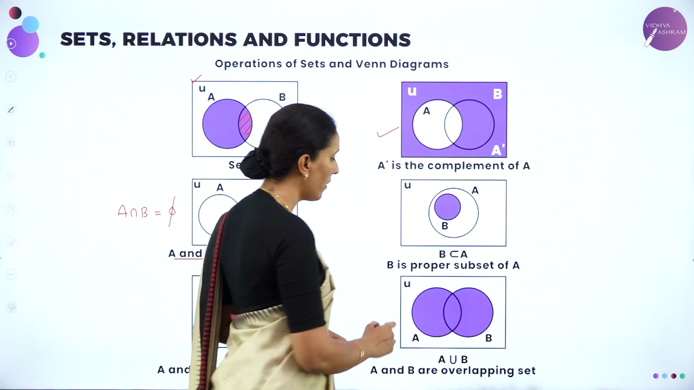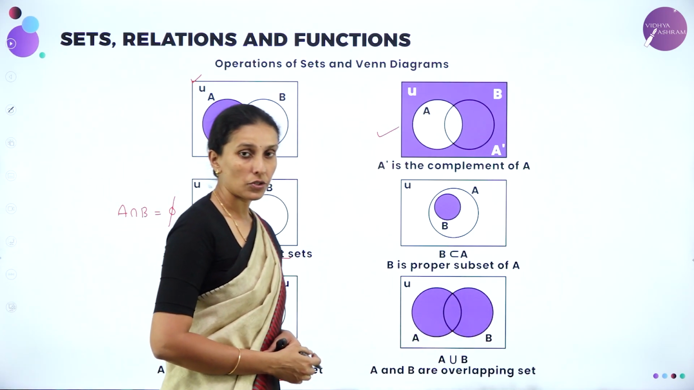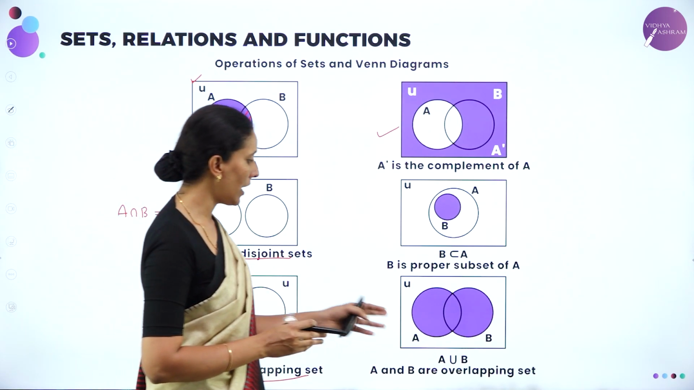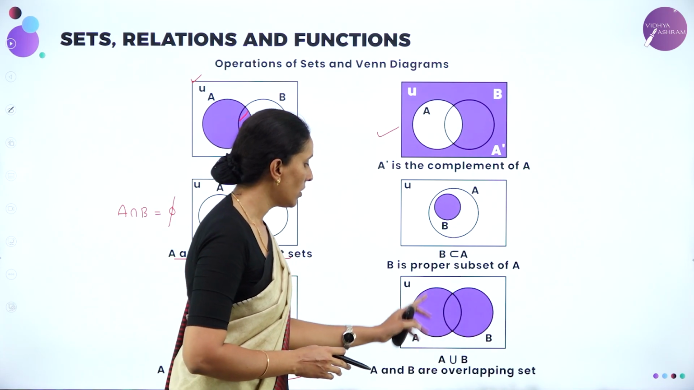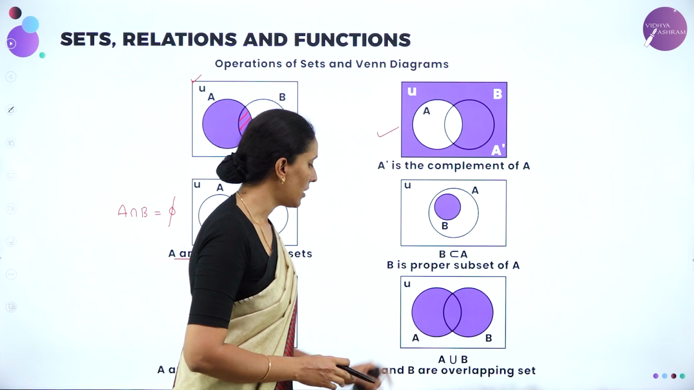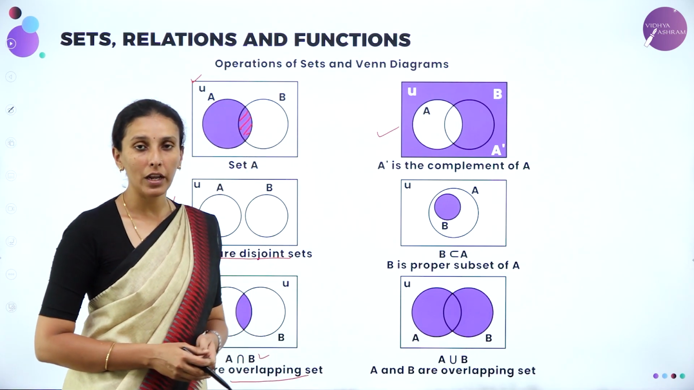And the next one represents the union of the two sets. So we know that union of two sets means the collection of all the elements in A and B. So this is the region. So that means A and B, the complete region is shaded here, which represents A union B.